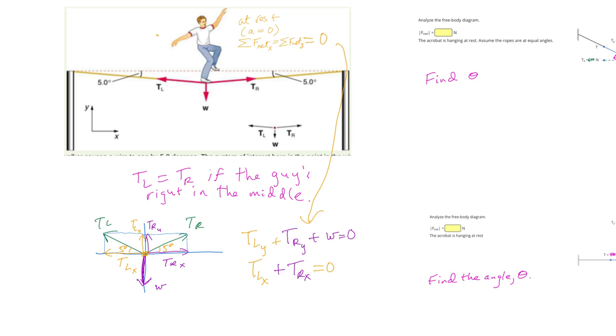Okay, so right here, this is the first case. This guy is on a tightrope, I guess, and that's his weight. He happens to be right in the very middle, the midpoint of this tightrope. So both of the angles here are identical because he's right in the middle. And the tension on the left is going to equal the tension on the right.